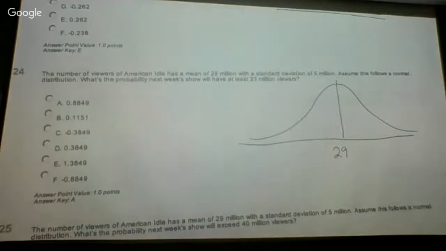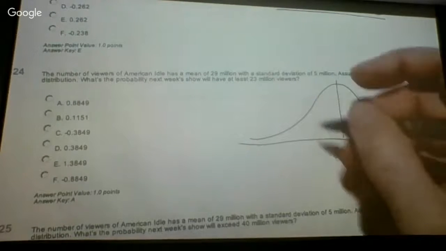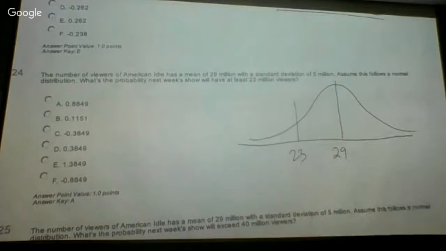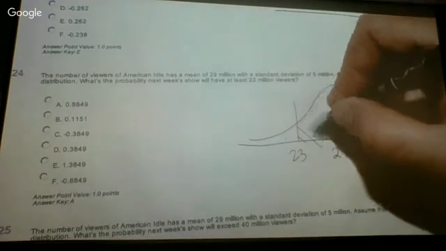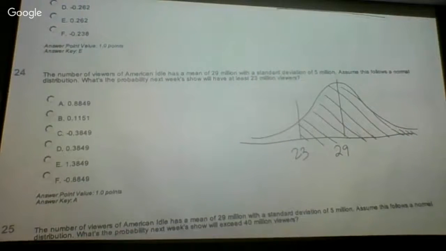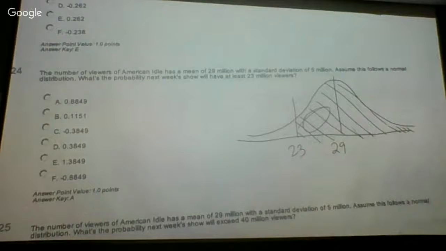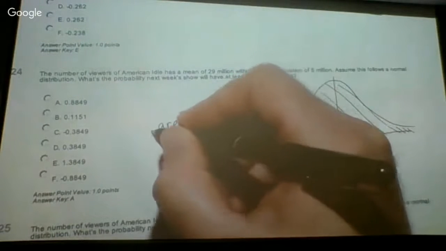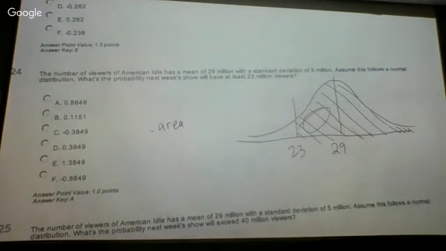Okay, so 23 is less than 29, so I draw a line here. And then you're looking for the amounts more than 23, sorry, I misread, at least 23 million. Yeah. So assuming I find this area in here, what do I add or subtract to that area in order to find my answer?